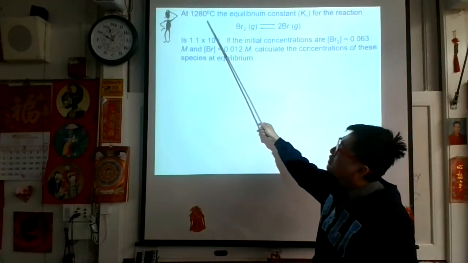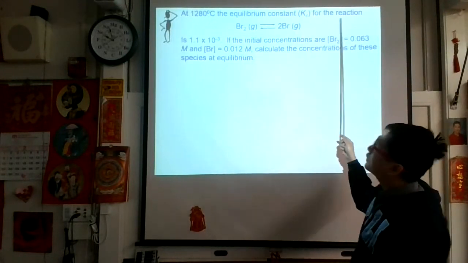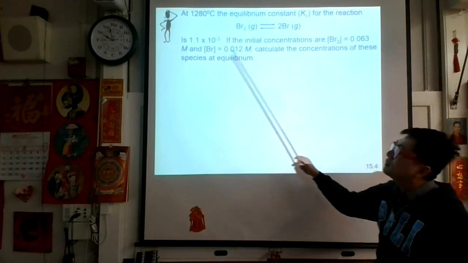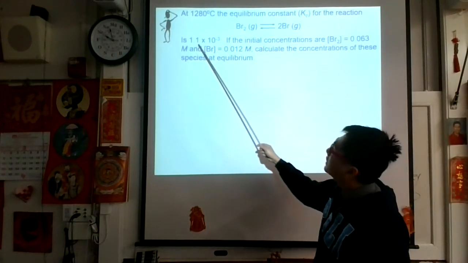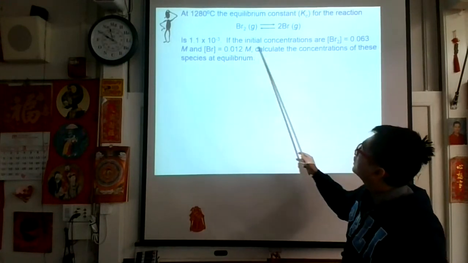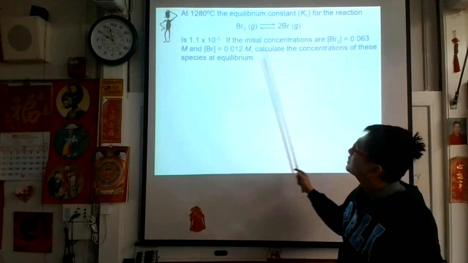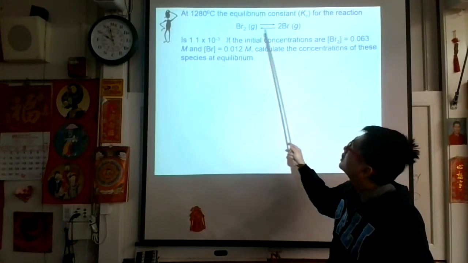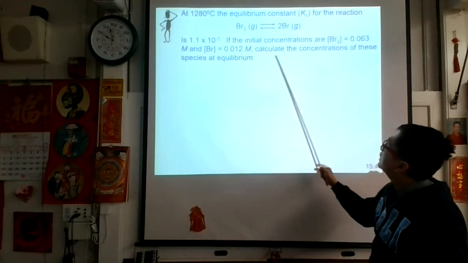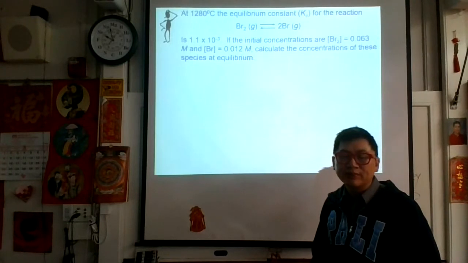It says, at 1,280 degrees Celsius, the equilibrium constant Kc for the reaction Br2 gas makes 2Br gas is 1.1 times 10 to minus 3. If the initial concentration of Br2 is 0.063 molar, and the concentration of Br is 0.012 molar, calculate the concentration of each of these species at equilibrium.